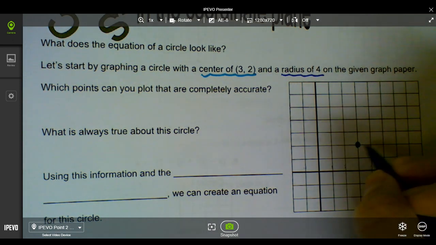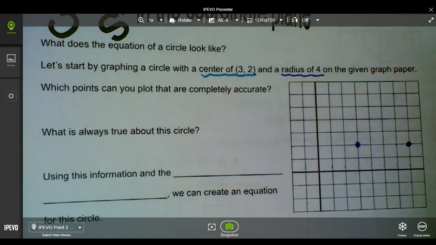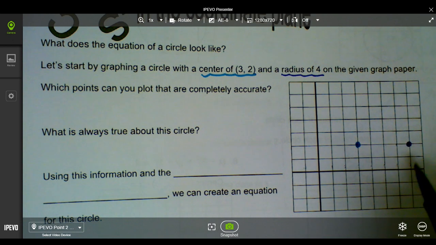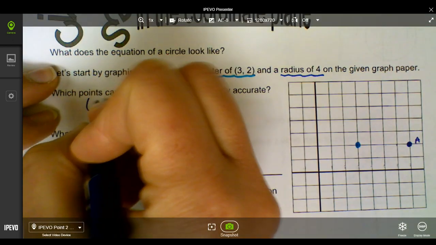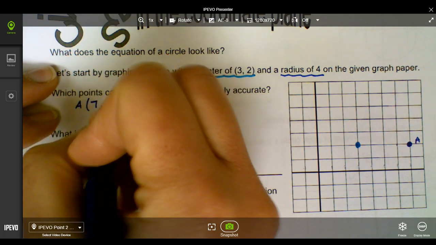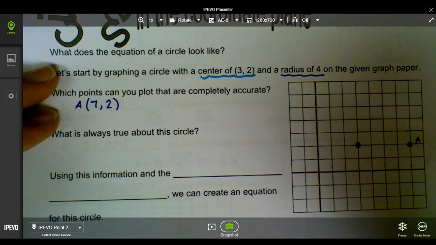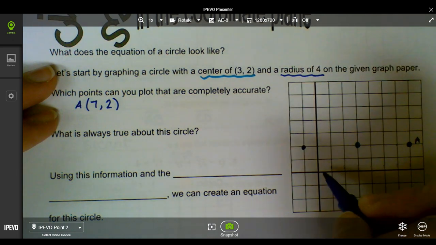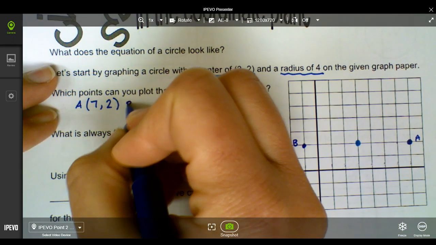So if we go right 4, 1, 2, 3, 4, we are at this point. If you count 1, 2, 3, 4, 5, 6, 7, and then 1, 2, I'm going to label this point A. So A is 7, 2. Then let's go 4 to the left. 1, 2, 3, 4, and we're going to land over here. So now we're at -1, 2. I'll call that B.